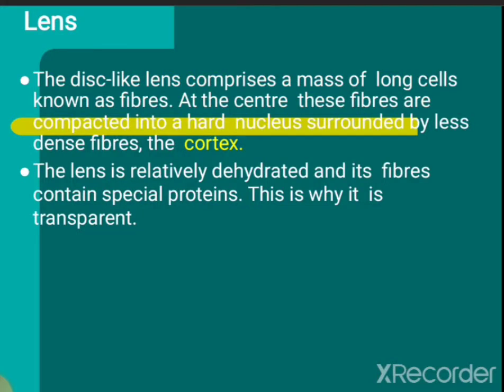Then the lens. It is a disc-shaped lens comprising a mass of long cells known as fibers. At the center, these fibers are compacted into a hard nucleus surrounded by less dense fibers, which is the cortex. So on the outer side we have cortex, and on the inner side we have the nucleus. So the lens is relatively dehydrated and its fibers contain special proteins. That is why it is transparent.